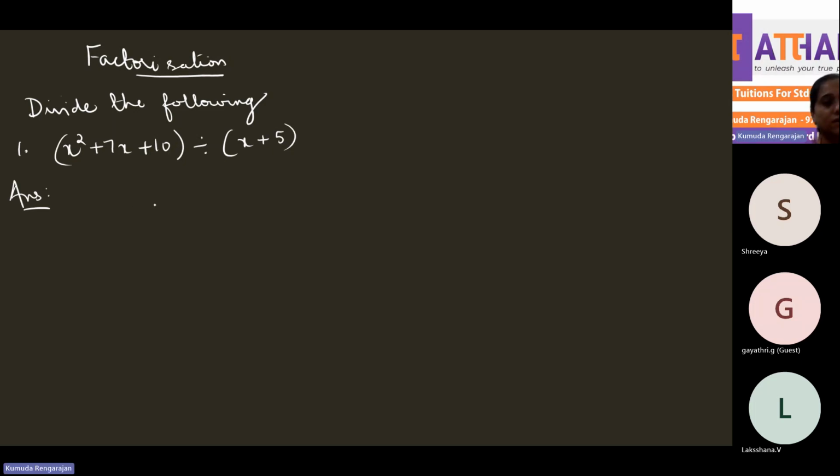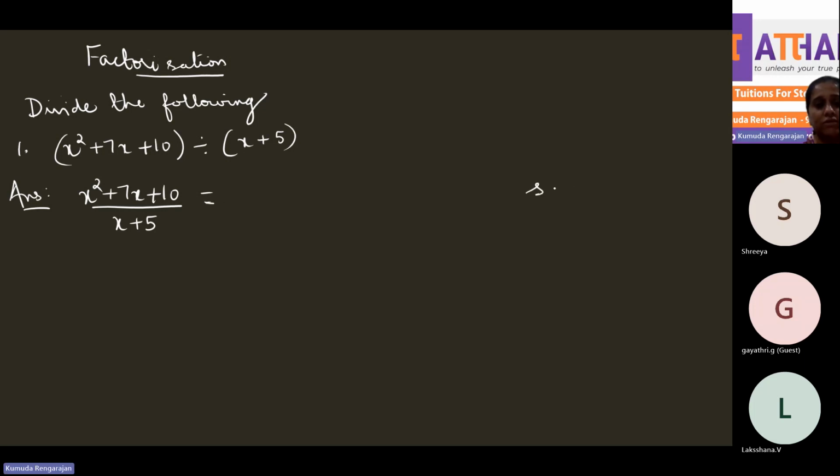Here we'll have to divide x squared plus 7x plus 10 by x plus 5. So this is what we have to do: x squared plus 7x plus 10 divided by x plus 5. Now the numerator you can see is a quadratic expression, so you'll have to factorize that by splitting the middle term.